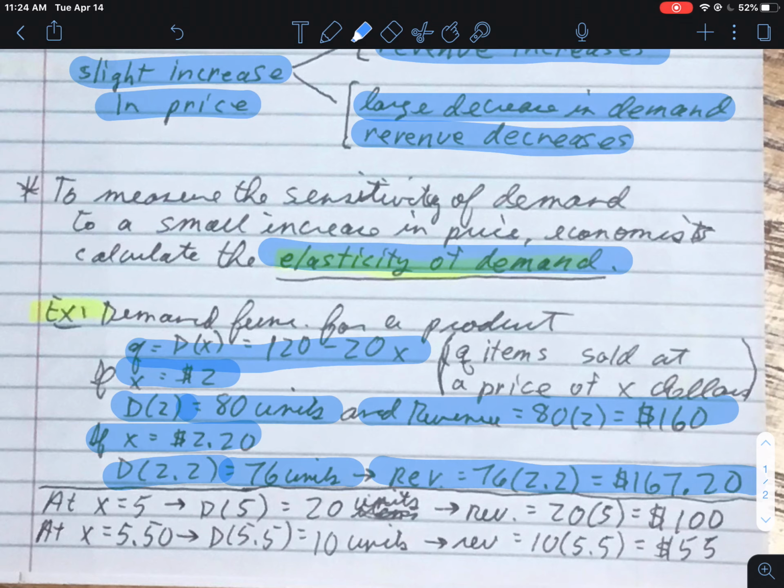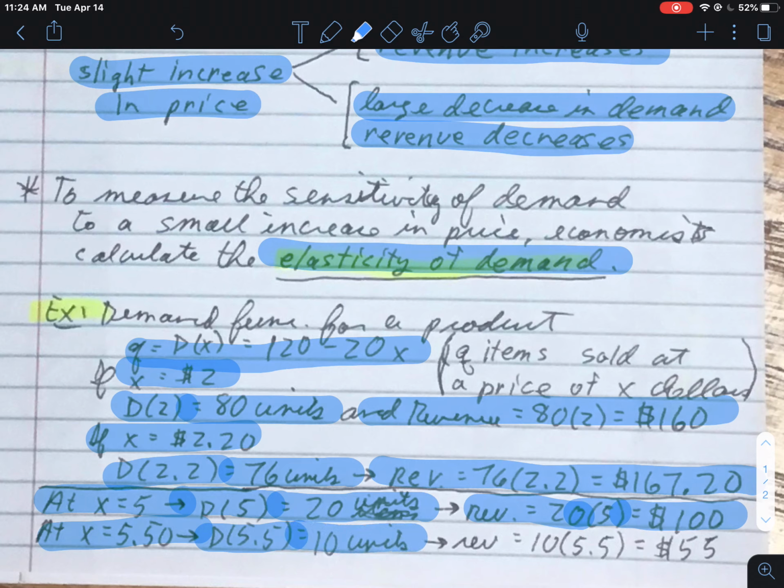Let's say instead we were charging $5 per unit. At $5 per unit, plugging that into our demand function, same function, D of X above, we have a demand for 20 units. And our revenue, since we're selling 20 units at $5 apiece, is $100. Okay, so then let's change our price. Let's raise it from $5 to $5.50, an increase of 50 cents. At $5.50, our demand, according to the demand function, drops to 10 units.